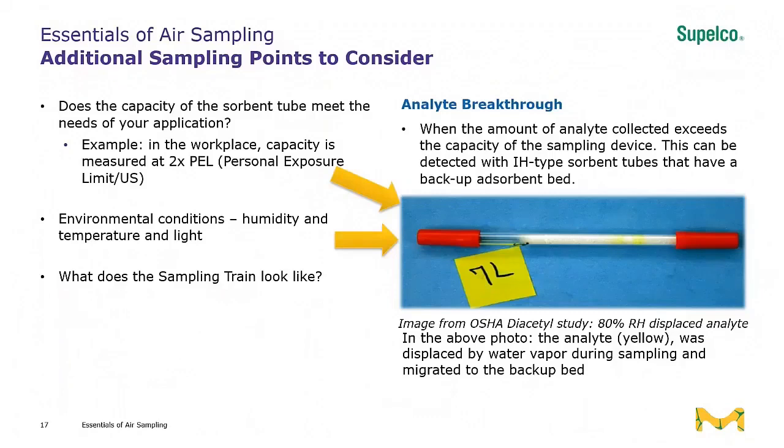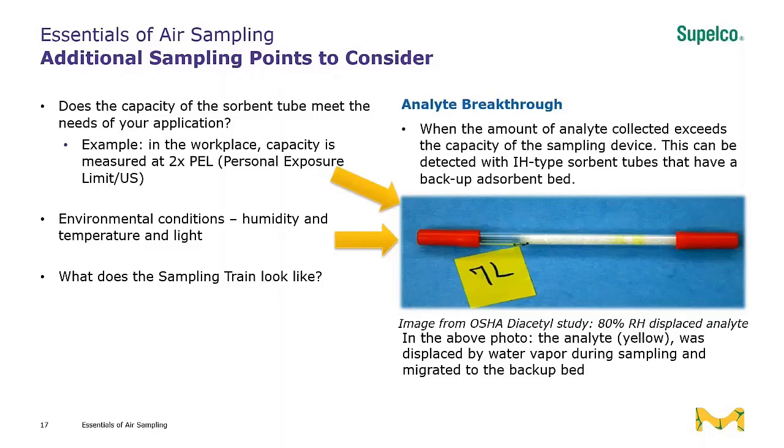Humidity, temperature, and light all play a role in how the device collects contaminants in the air. For example, devices that have sorbents, say like silica gel on the inside, that are sampling in humid environments, the water can displace the analyte and take up capacity inside the sorbent tube. So in that instance, choosing a silica gel tube in a high humidity environment would not be the recommended sorbent to select when taking your air sample. And what does your sampling terrain look like?